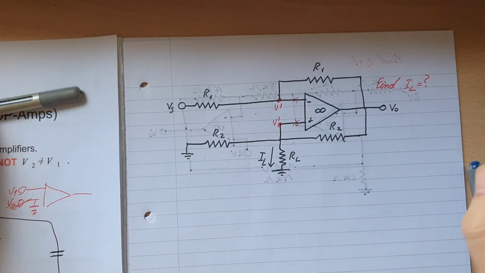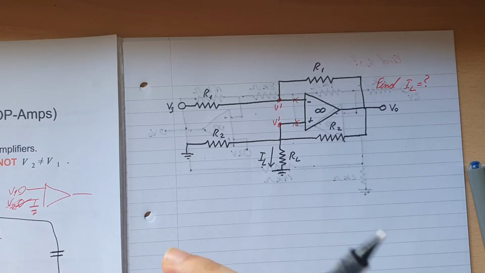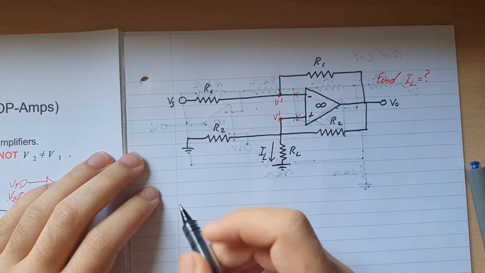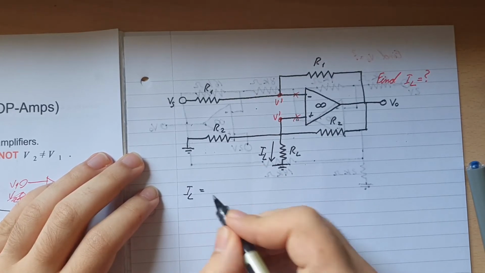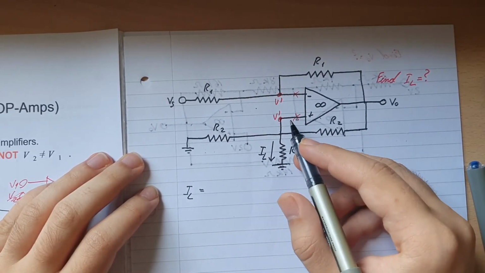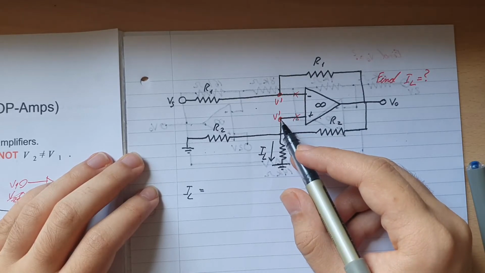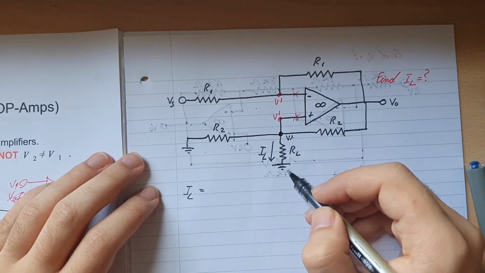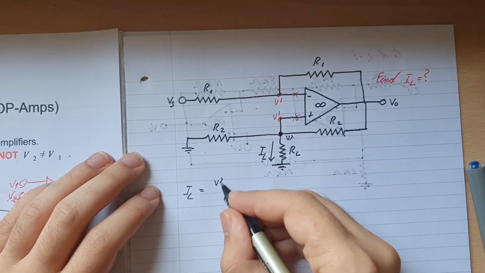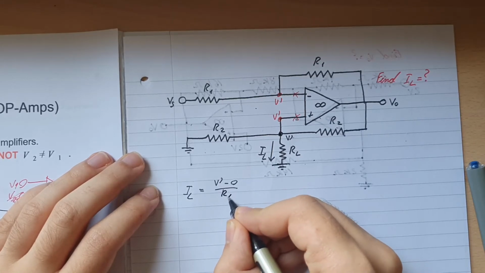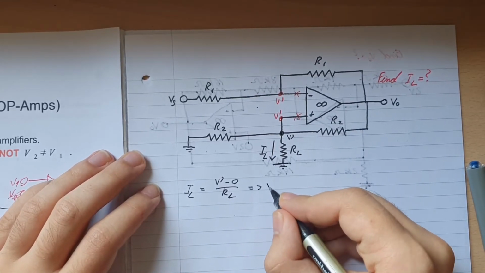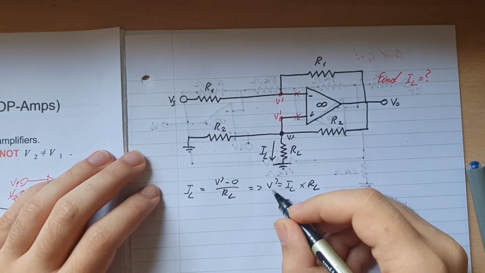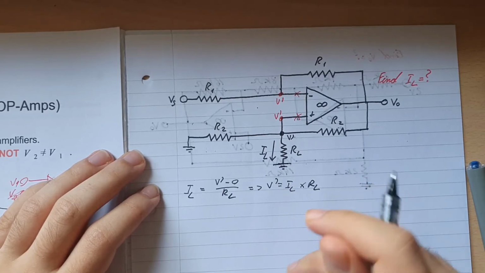Okay, first of all, let's determine what we need to know to find IL. So IL will be equal to V prime at this point here, because it is also equal at this point here, to V prime minus 0 divided by RL. So V prime minus 0 divided by RL, and therefore V prime will be equal to IL multiplied by RL. So we have a formula for V prime.